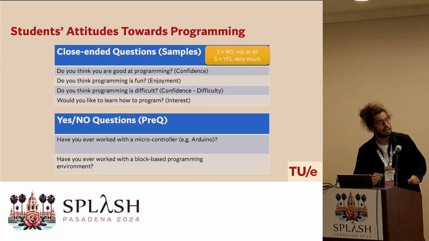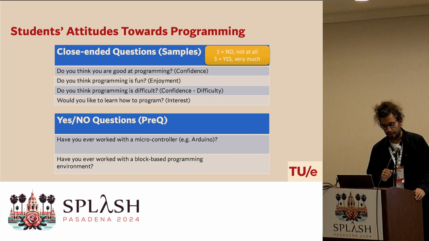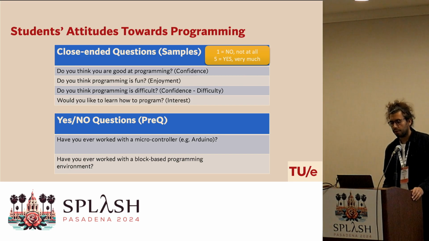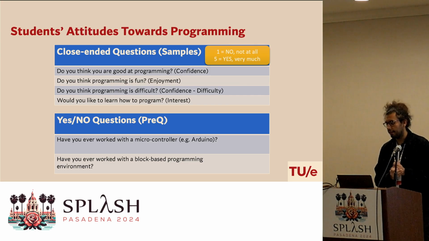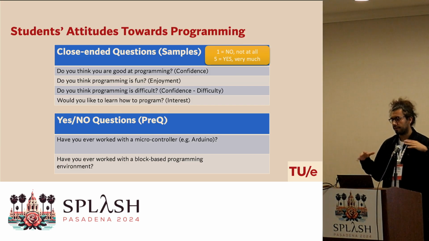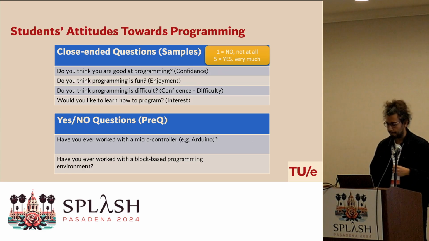So, for instance, this is an example of the questions that we had. Do you think you are good at programming? This is mostly to see what their attitude towards programming was. Do you think programming is fun? So they had to classify this. And then in the pre-questionnaire, we had, for example, have you ever worked with a microcontroller? Have you ever worked with a block-based programming environment? So that we have a better understanding of the population that we were studying at that moment.